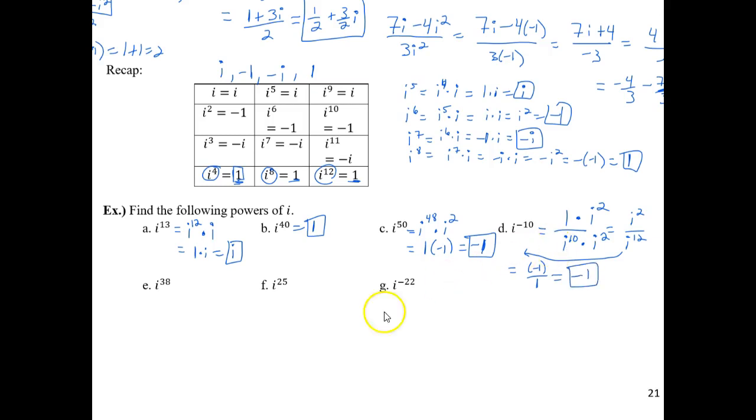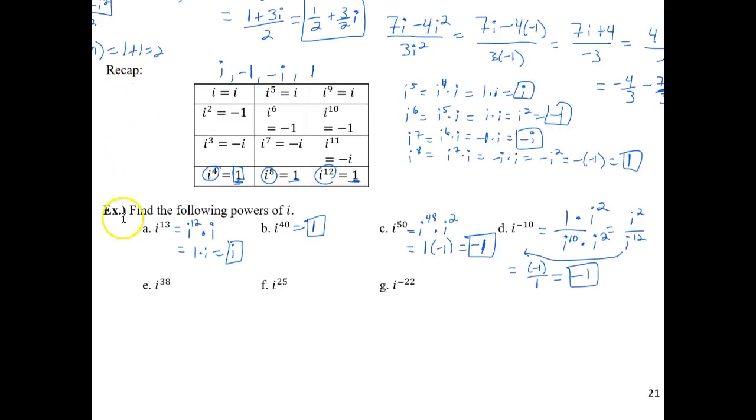Alright, I want you to try E, F, and G. Let's see how you did.